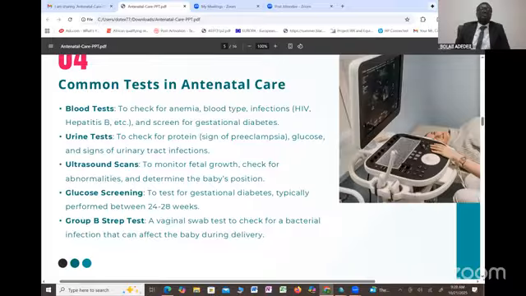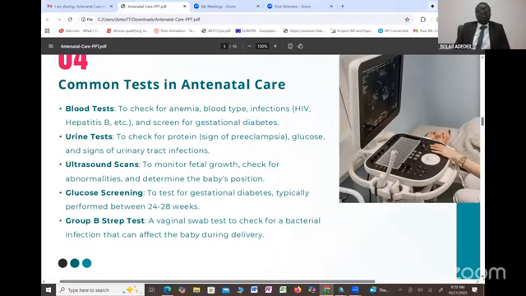Then the blood type, like I mentioned, the blood group, if it is rhesus negative, we treat appropriately. Infections like HIV, hepatitis B, hepatitis C, syphilis will be screened for. And if we detect any abnormality, then we counsel the woman and we take steps to treat, so that we can reduce the risk of complication on that pregnancy.